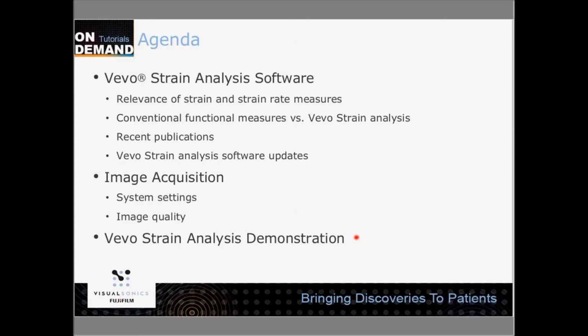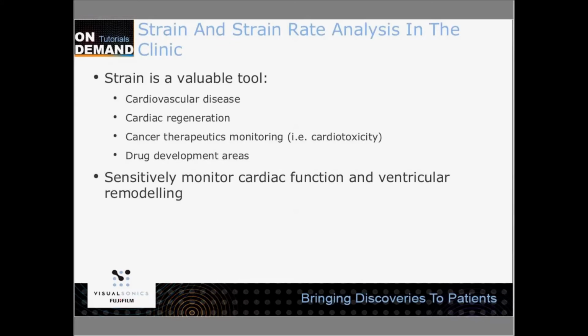And then I'll switch over to the Vevo Lab desktop software, and we'll do a demonstration of analysis on a couple of images which have been made available to you for download off the website and will be included later on. So strain and strain rate analysis itself is a very valuable tool clinically for looking at a lot of factors: cardiovascular disease, cardiac regeneration, monitoring of potential cardiotoxicity with therapeutics, and looking at drug development. And it's been gaining traction slowly but steadily over the years clinically. We've had the ability on our 2100 platform, and now subsequently moving forward to the 3100 platform, to do strain analysis for some time.